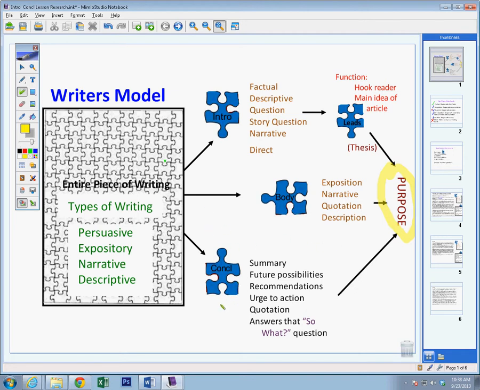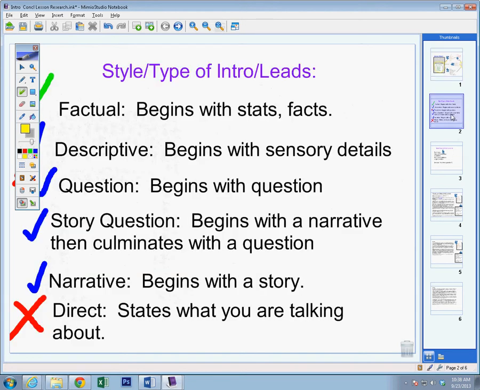So first thing we're going to look at is the different types of introductions. Remember, we're talking about the whole piece, and the whole piece is going to lead towards other puzzle pieces. In this case, we're going to focus on the introductions. And if we move down here, we talked about the different types of introductions. We had the factual, the descriptive, question, story question, narrative, and the direct. And remember, we said that the reason that we drew an X around the direct was that that is the one type of introduction that we want to avoid using the most.